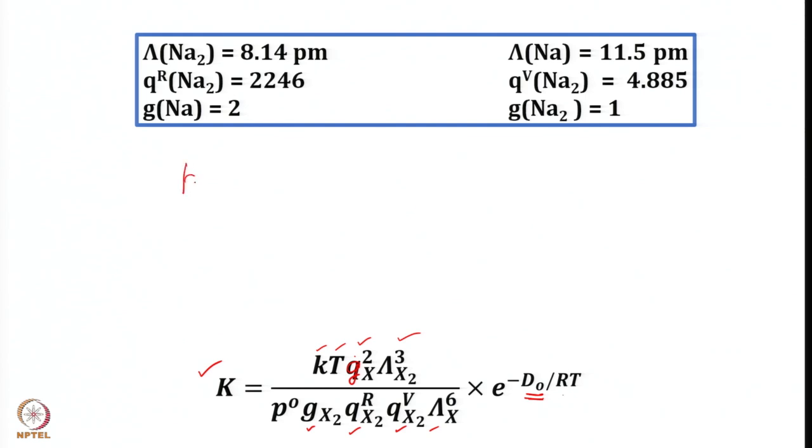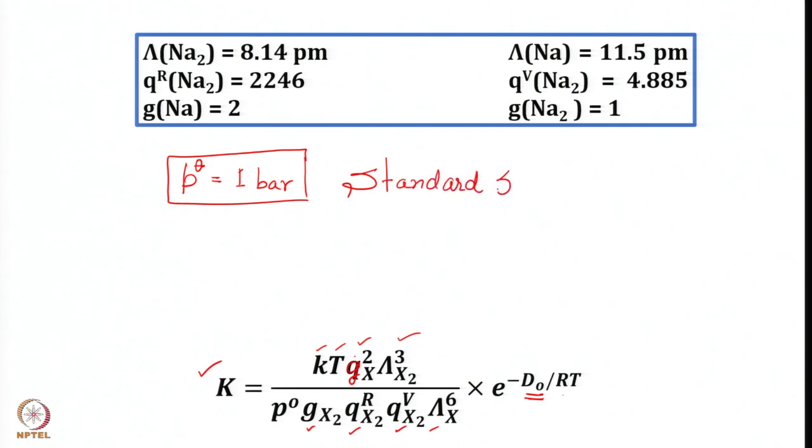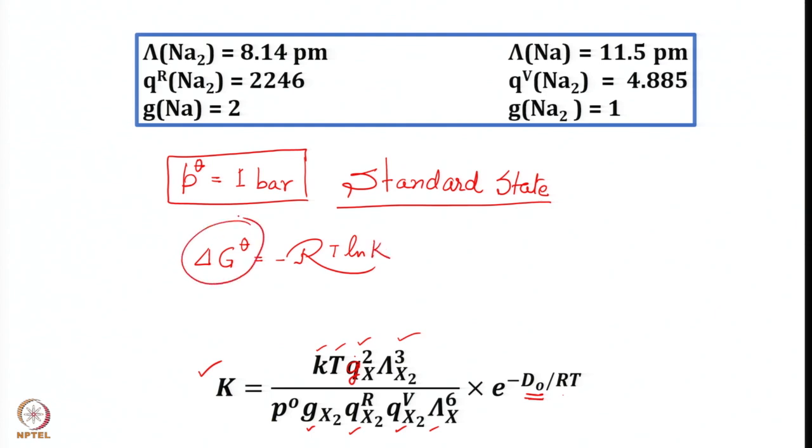The value of P naught is equal to 1 bar. This is because we are invoking standard states. Why standard state? Because all our calculations, which are the expressions, are based upon delta G naught is minus RT log K, and we have connected everything with the standard state, or change in Gibbs free energy under standard state condition. And when we say standard state, then we are saying it is 1 bar pressure.